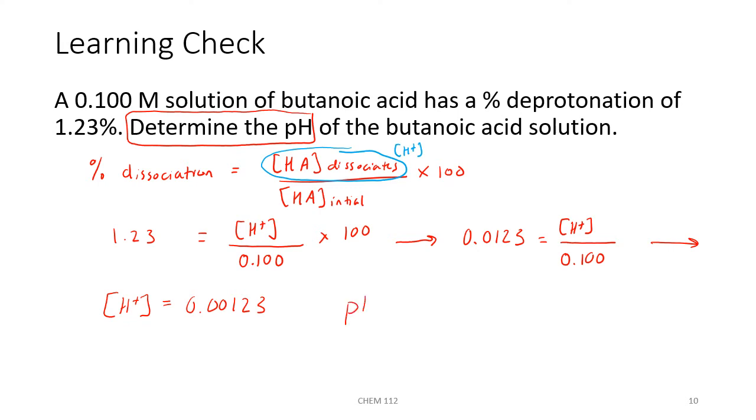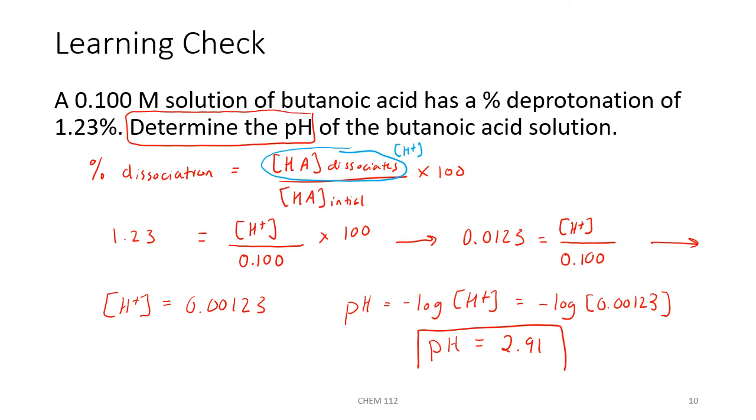Next, to calculate the pH, we're going to take the negative log of that hydrogen ion concentration. And so that'll be the negative log of 0.00123. And that gives us a pH for our butanoic acid solution of 2.91. Once again, make sure that you're getting a pH that is less than 7 because you have an acidic solution.